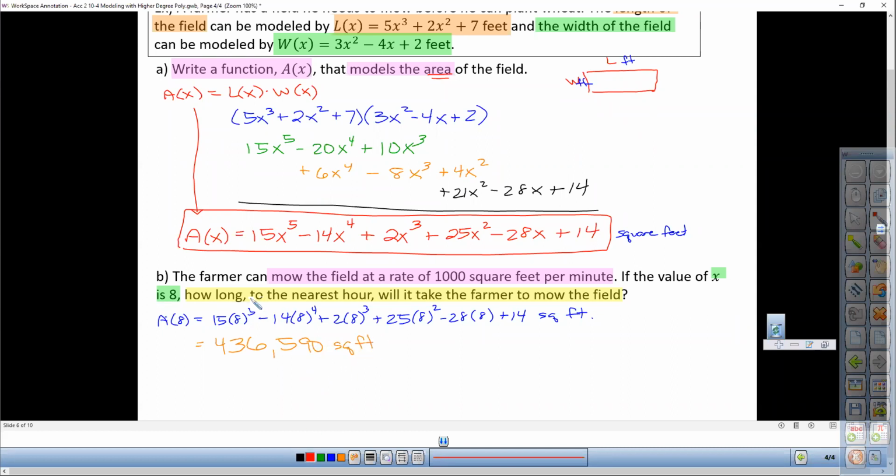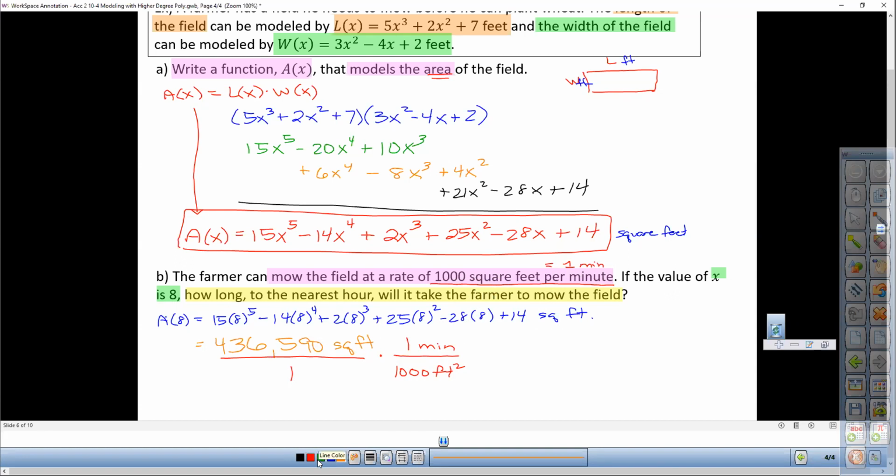Now, remember what we wanted? We wanted to know how long, to the nearest hour, it's going to take the farmer to mow the field. Remember all those volume problems where we did all those conversions? We have to see this 1,000 square feet per minute as a conversion ratio. That 1,000 square feet equals 1 minute. So I'm going to take this, which has a denominator of 1, and multiply it to get rid of my square feet. So I put my 1,000 square feet down here and 1 minute up here.